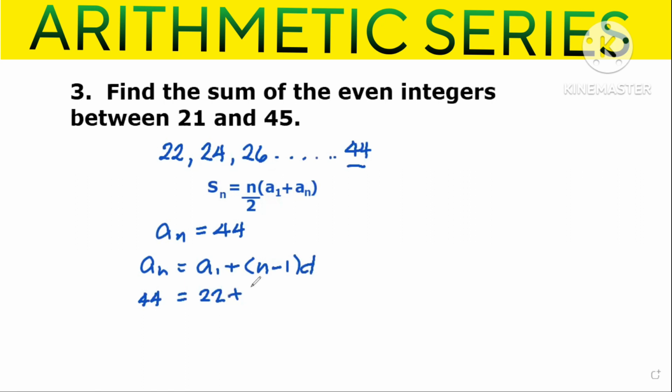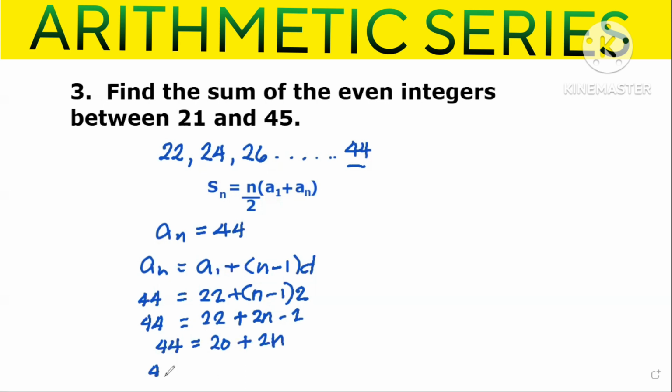plus n is missing times d. Our common difference is 2, no? Because these are even integers. So 44 is equal to 22. Applying distributive property, we have 2n minus 2. Combining like terms, we have 44. We can combine 22 and negative 2. So that's 20 plus 2n.